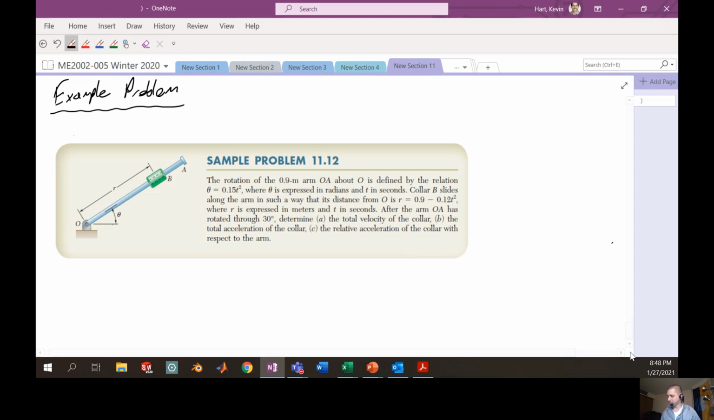So we have our position of this guy, and really this is going to end up being our particle. This is the particle, or the collar, that's acting at point B. So our position here is given as a function of time, both in this theta and this r. So here we have position in cylindrical components. And let's tackle part A first. We want the total velocity of the collar.